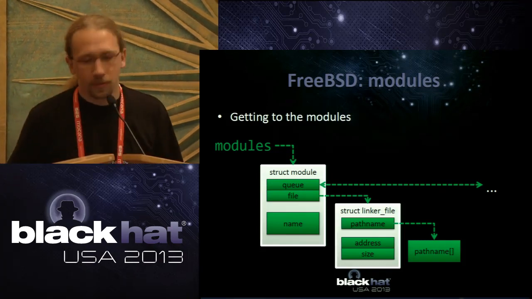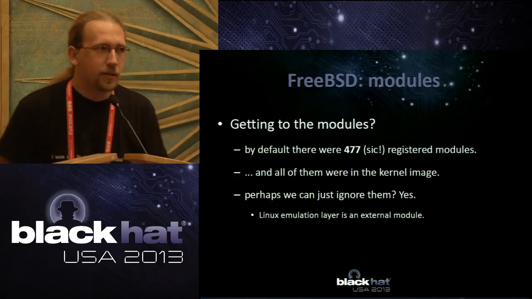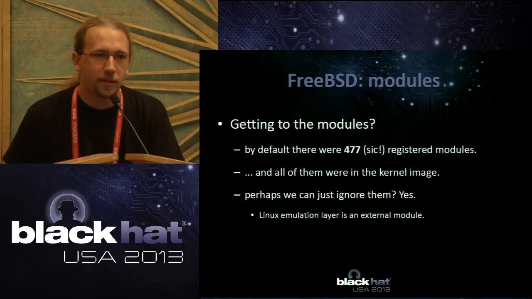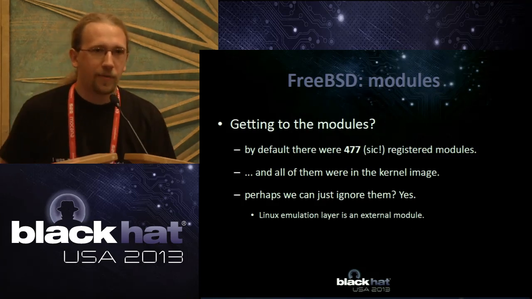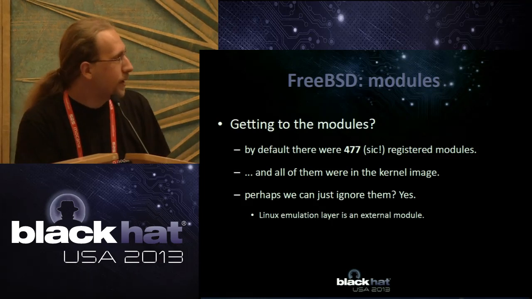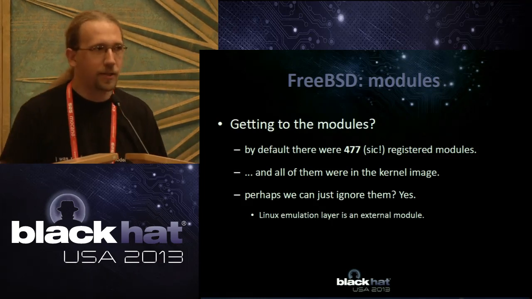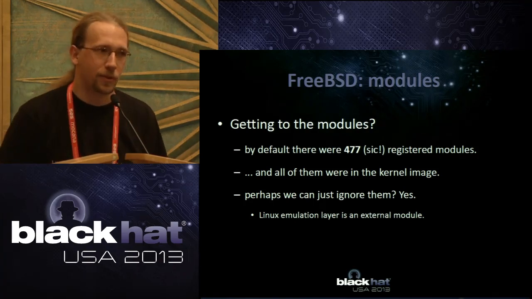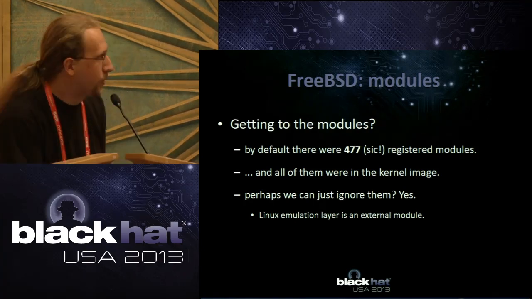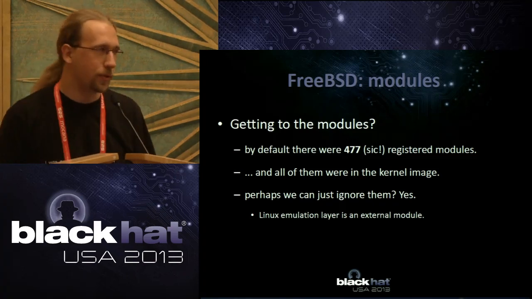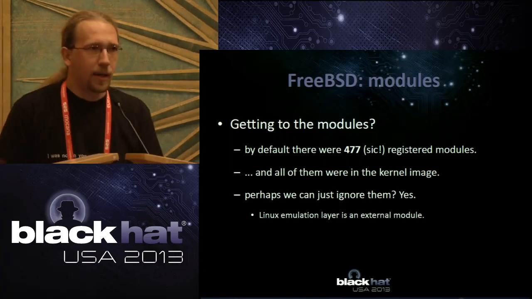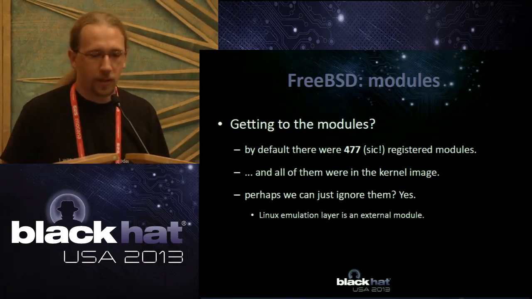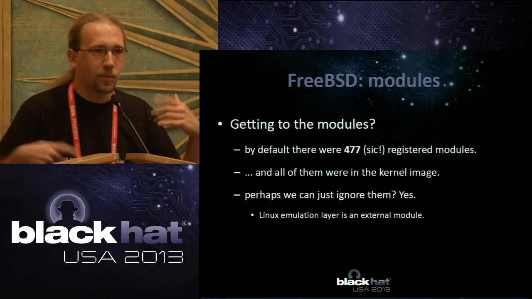some more traversing deep. However, we didn't bother, because it turned out there are 477 modules in FreeBSD registered by default. However, each and every one of these is in the kernel image. So we can just assume that everything is in the kernel image and be done with that, and this will really speed up the instrumentation, because we don't have to fetch data for 477 modules. So we ignored them. However, in the future, if we would like to test some modules, because FreeBSD actually supports external modules as well, we would probably need to re-enable the functionality.